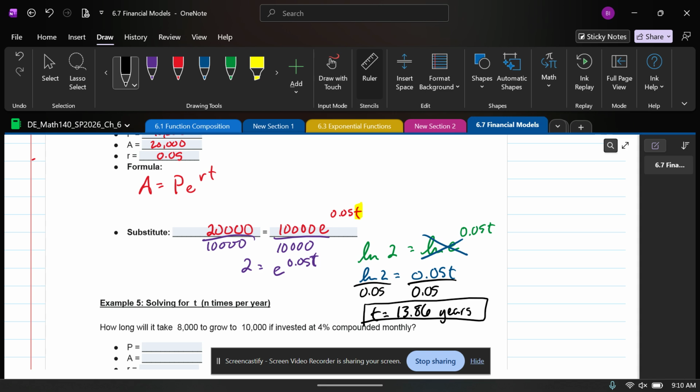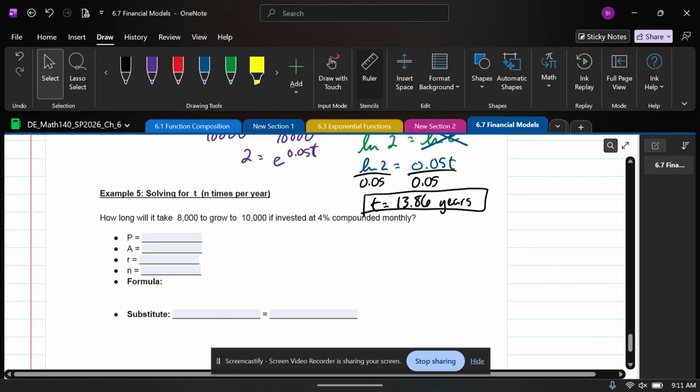If they said triple it, you look at $30,000. It takes the same amount of time to triple $10,000 as it does to triple $1. So time, if nothing else changes.